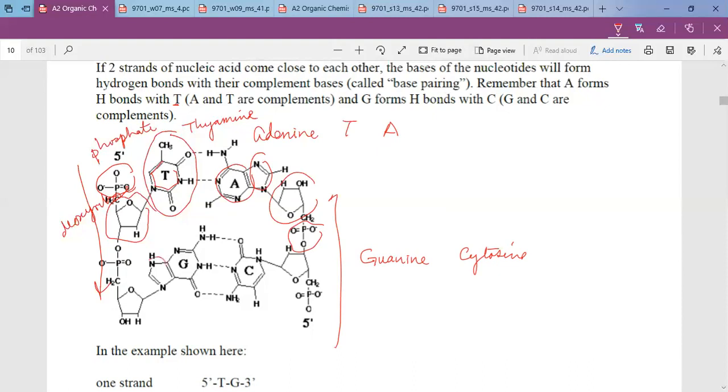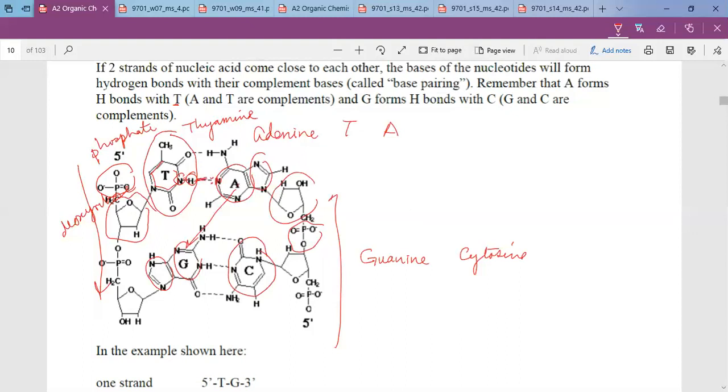Guanine has 2 rings, the same type as adenine. Cytosine has 1 ring, the same type as thymine. There is a nitrogen here with a hydrogen, and a nitrogen here that is free with a lone pair.